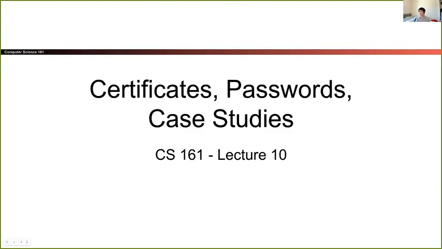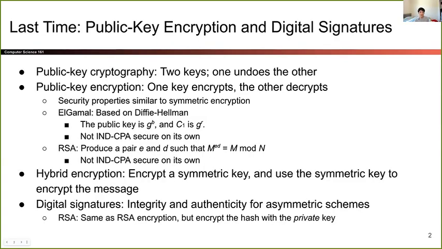I'm excited for both units. I think they're all really interesting. But last time we talked about public key encryption and digital signatures. These are both asymmetric cryptography, or public key cryptography, where we have two keys. One does one thing and the other does the thing that the first key does not do. For encryption, one key encrypts and the other decrypts.